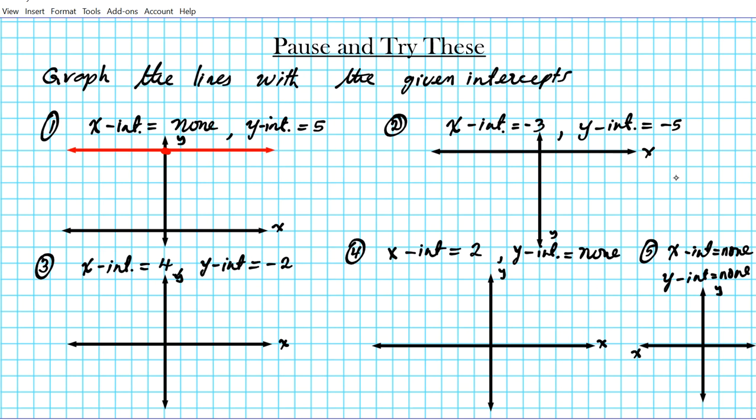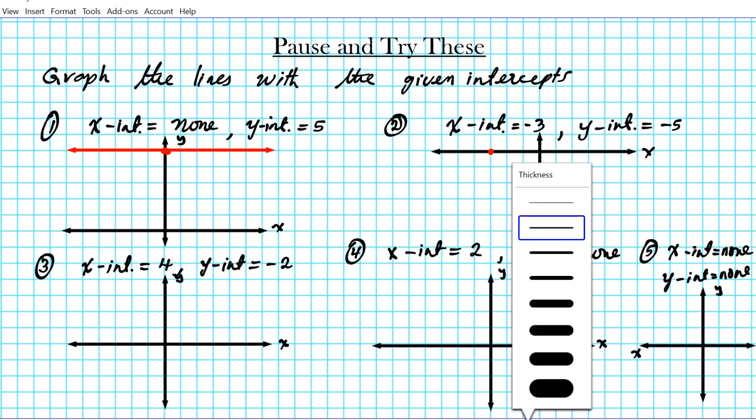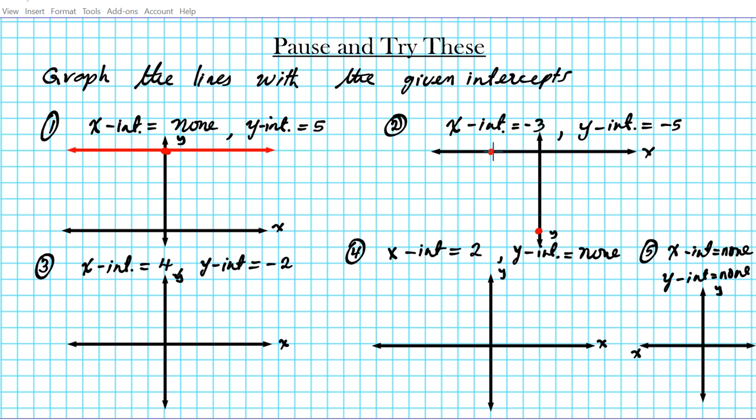So for number 2, x-intercept is -3, 1, 2, 3. Y-intercept is -5, 1, 2, 3, 4, 5. Okay. And then let's go ahead and draw the line. So it's the line through these 2 points right here. Like that.